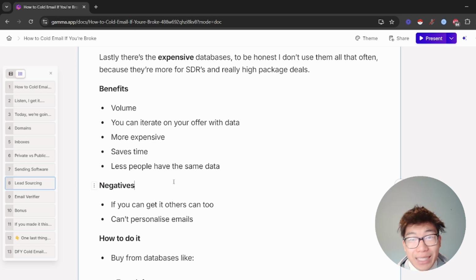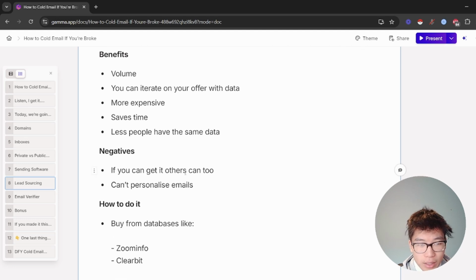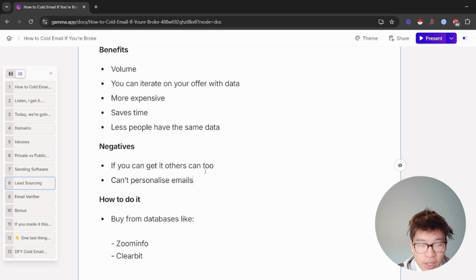So when fewer people have the same data as you, obviously you're a tier up, and you aren't in the same pool as other people. Let's say this person has an email that's a bit more difficult to get. When you send an email to them, they haven't received as many emails because, let's say, I changed my email. And this costs more money, and there's a reason people are doing this. The negatives are if you can get it, others can get it too. It's just fewer people, you have less competition, and you can't personalize the emails.